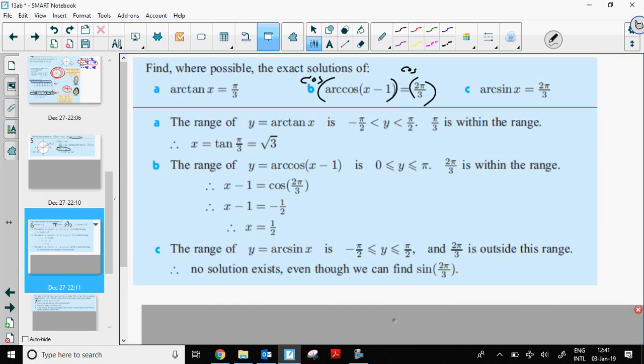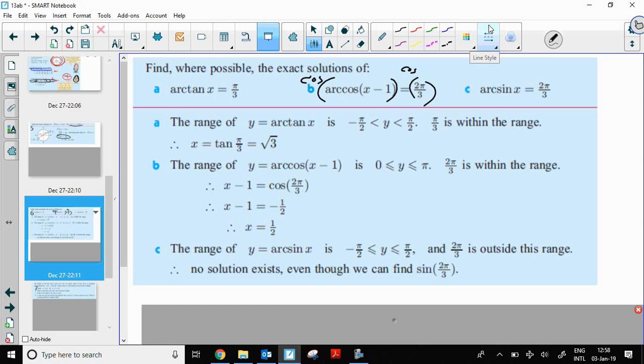Well, it's actually not doable. It's kind of weird, right? So what's going on here? So remember that we had to think about the ranges of the inverse trig functions in the previous video about that. So what's happening here, right? We can find the sine of 2 pi over 3, but we would never get 2 pi over 3 out from arcsine of x. Arcsine of x can only output things from negative pi over 2 to positive pi over 2. So this is actually an impossible solution.